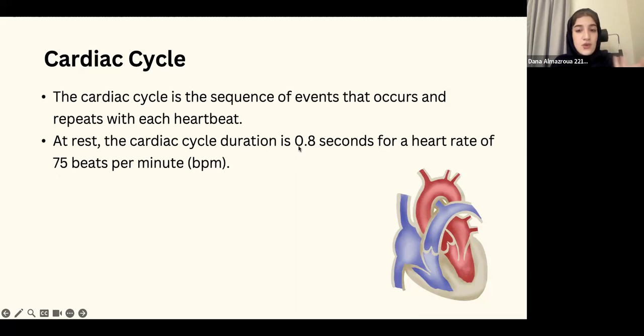Each cardiac cycle takes on average in a resting human around 0.8 seconds. So just keep in mind that all of these events are happening as I'm talking to you right now within my heart and as you're listening. It's very interesting and fascinating when you think about it that way.